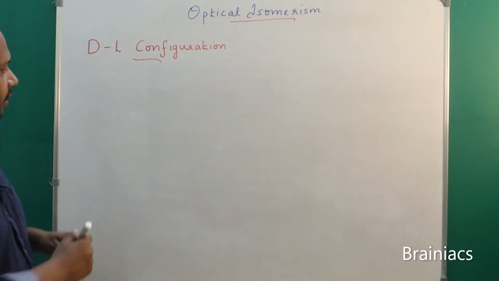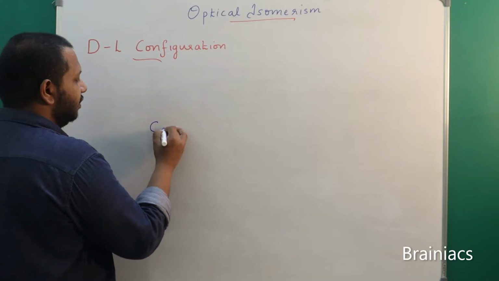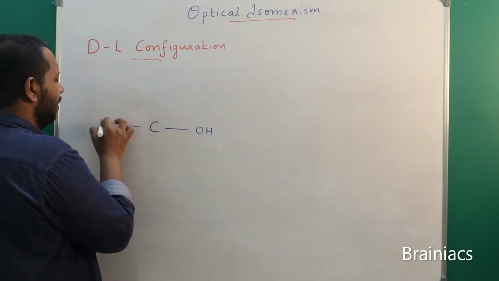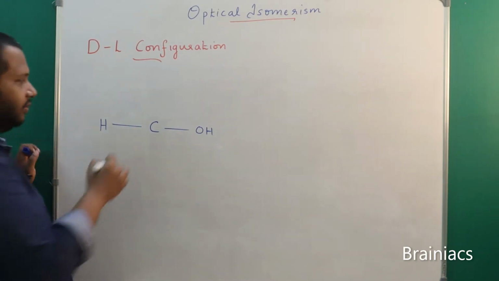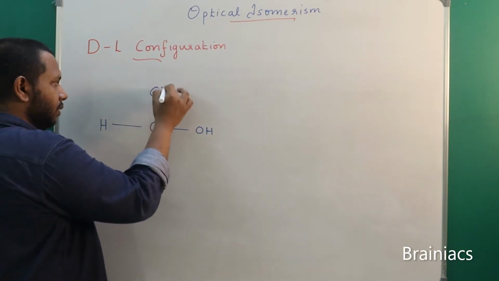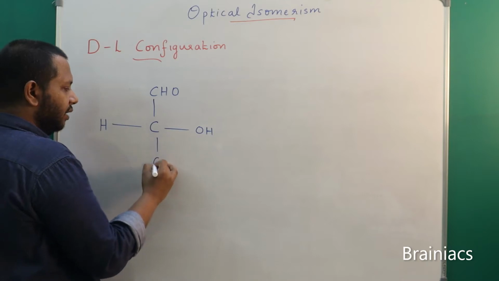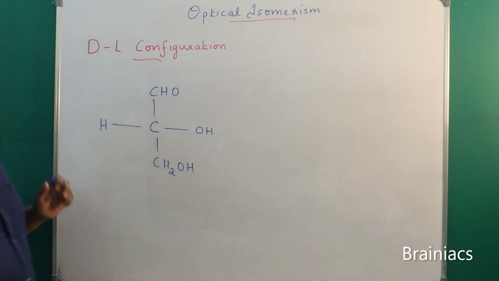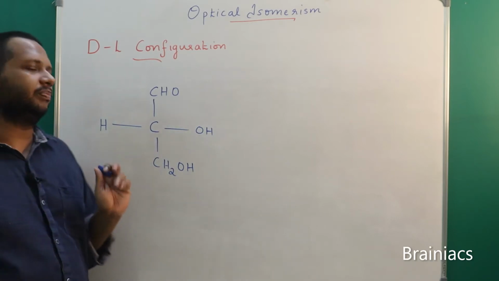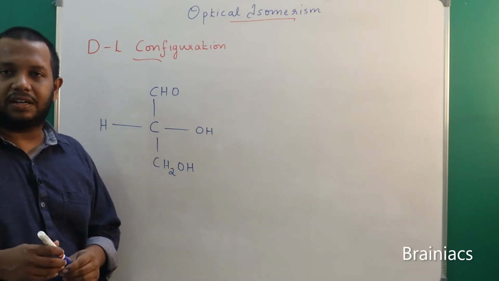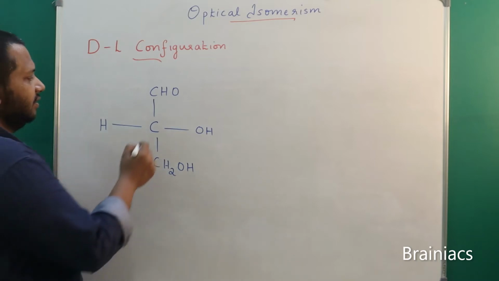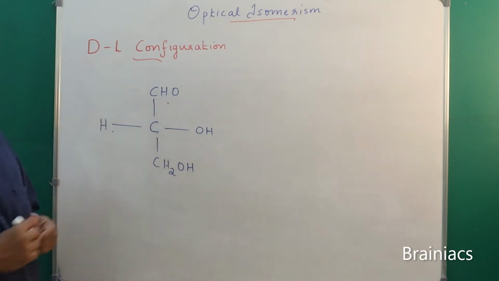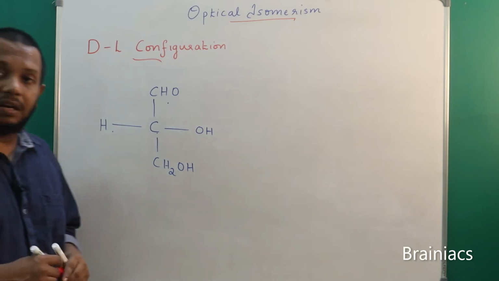Now I will draw glyceraldehyde. COH, here hydrogen is there, and you have CHO on the top, and CH2OH at the bottom. Now this is glyceraldehyde. If you look at this glyceraldehyde, you need to understand that this is a chiral carbon. All four groups are different. Now you need to think whether this is D configuration or L configuration.